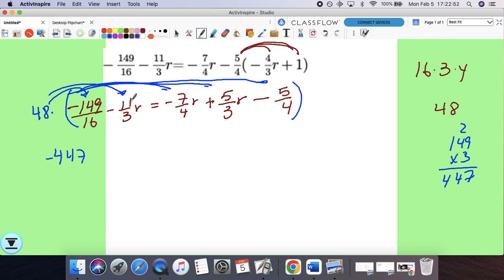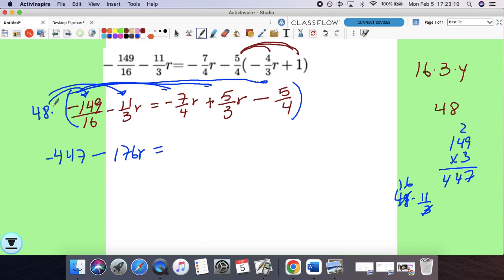48 times negative 11 over 3. I am going to, hopefully, and so are you, please use a calculator. So what ends up happening here, when you multiply 48 times 11 over 3, first of all, you get a negative. Then 48 and 3 can simply divide to 16, and 16 times 11 is what you need to do in your calculator. You get 176r.